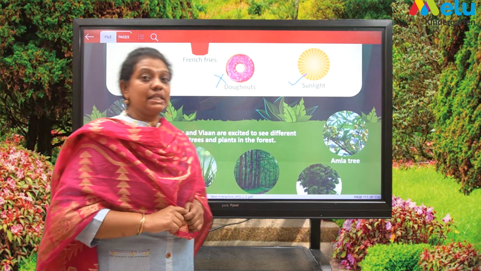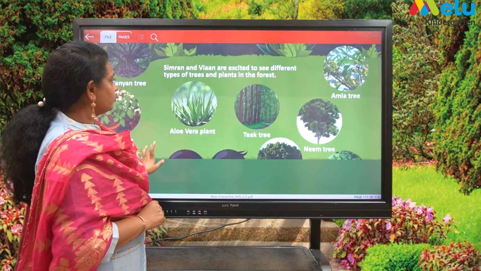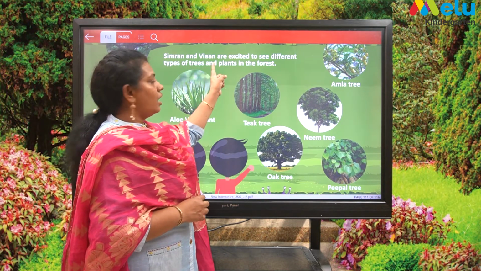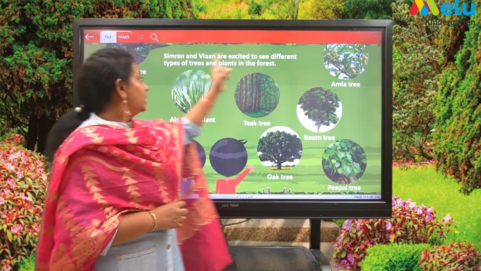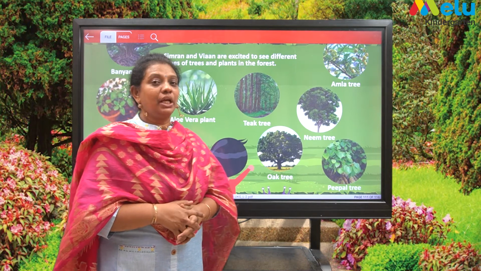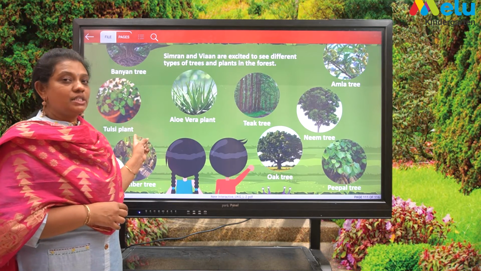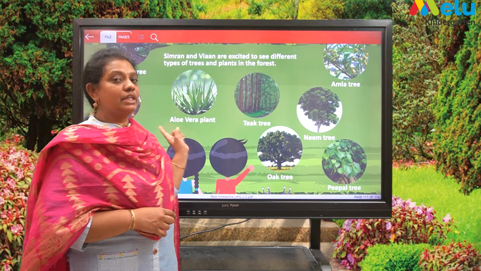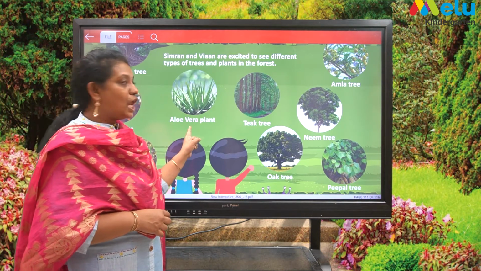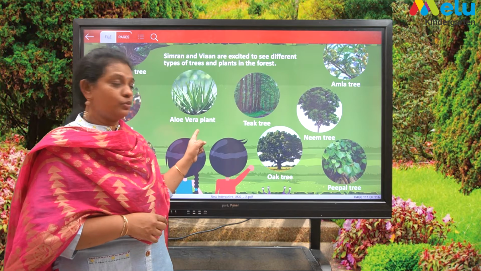Now let us see the examples for plants and trees. Simran and Vian are excited to see different types of trees and plants in the forest. So let us see along with them. This is Tulsi plant. You might have it at your home, right? Everybody will keep Tulsi plant. So if you ask your mama, she will show you. Now this is aloe vera plant. This plant is also very popular in everybody's house.